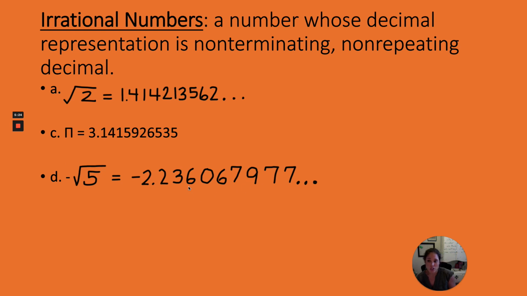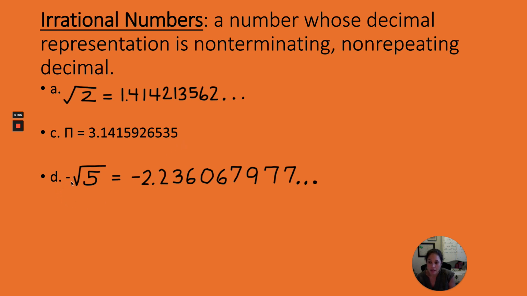What is an irrational number? An irrational number is a number whose decimal representation is a non-terminating, non-repeating decimal, such as the square root of 2. This answer is a non-terminating, non-repeating number that goes on forever. Another example of an irrational number would be pi. And most of you know the beginning of pi is 3.14, and it goes on and on and on. It's non-terminating and non-repeating, making it irrational.